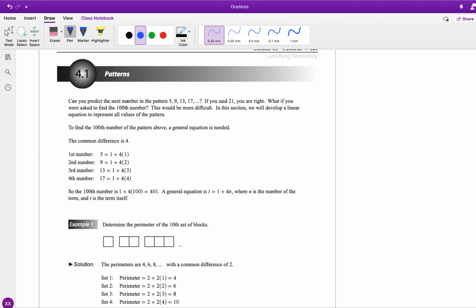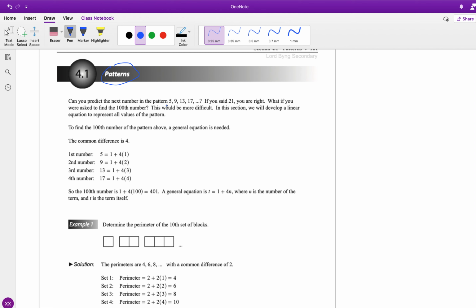4.1, looking at patterns. This is one of the important aspects of studying mathematics: to be able to see patterns, and also to be able to mathematically represent the pattern so that we can always find the solution or find the issues you wanted to find out.